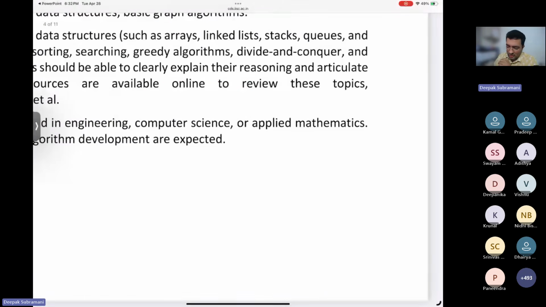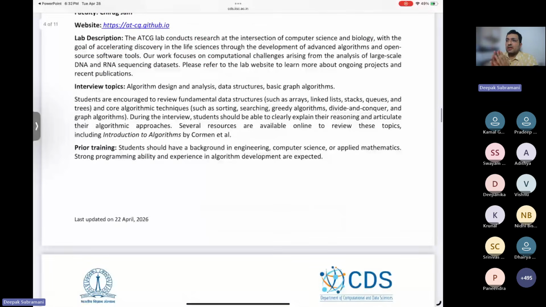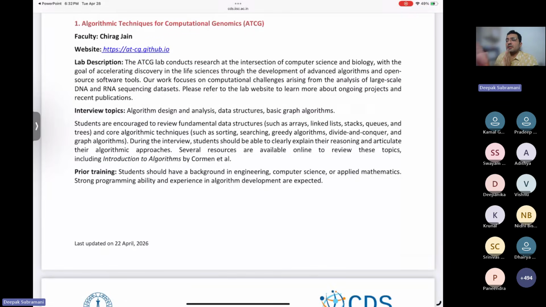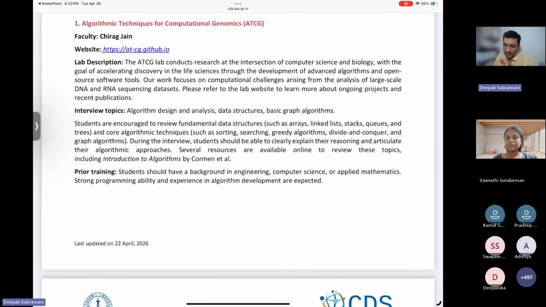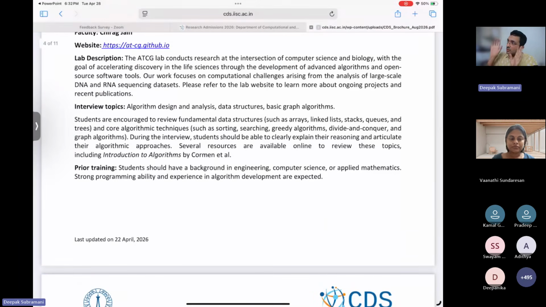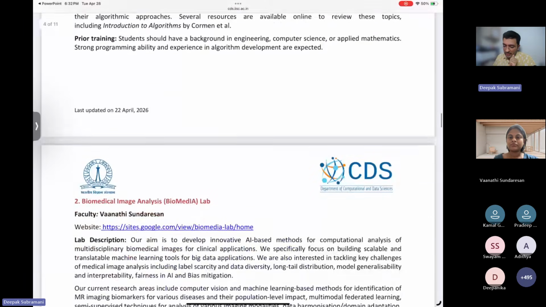So I will just quickly go through. Professor Chirag works on the ATCG lab, which is at the intersection of computer science and biology, with the goal of accelerating discovery in the life sciences. They work a lot on DNA and RNA sequencing. They look for algorithm design and analysis, data structures, and basic graph algorithms. Any background in engineering, computer science, or applied mathematics is welcome. Strong programming abilities are necessary to work in the Algorithmic Techniques for Computational Genomics (ATCG) lab. Please do go through the website and all the work the faculty have done, and you choose.